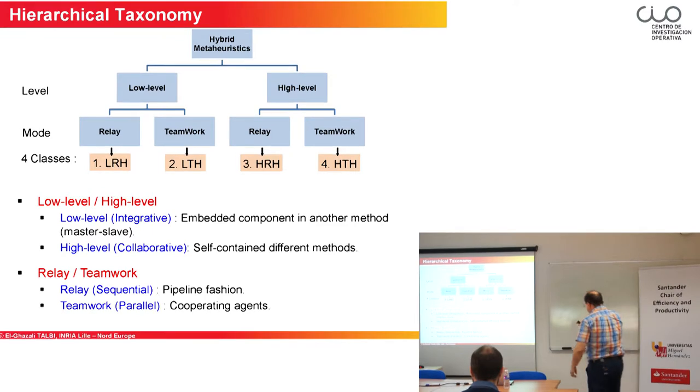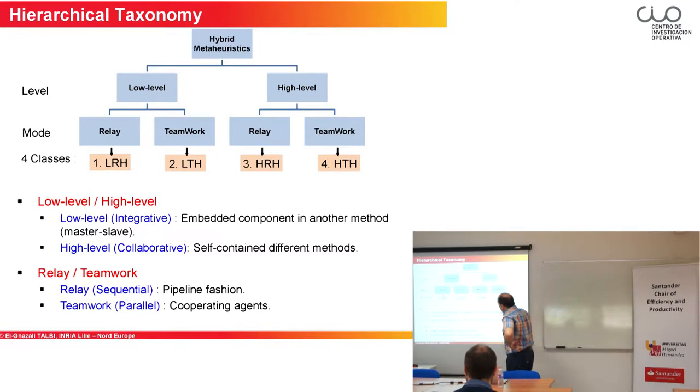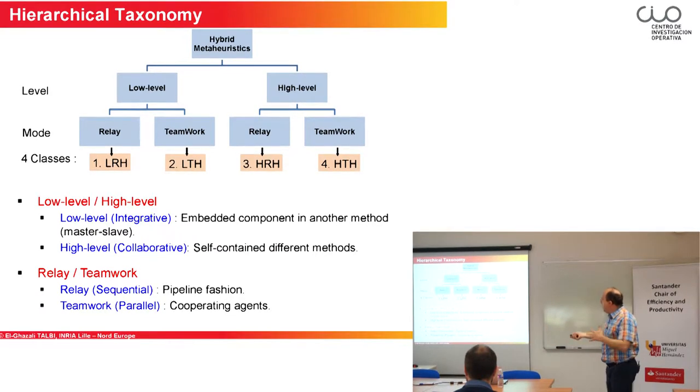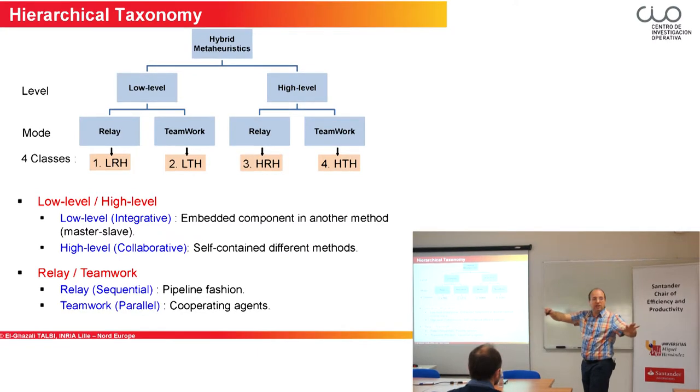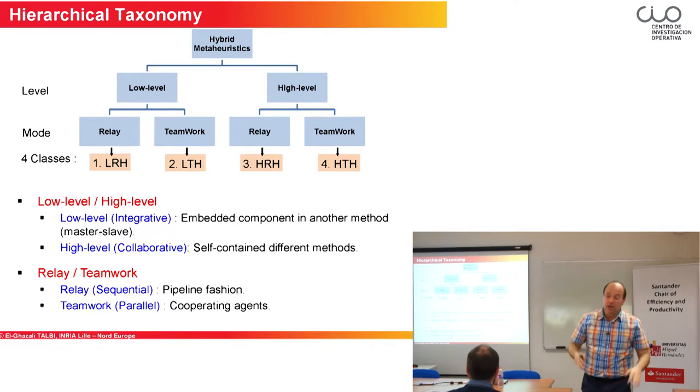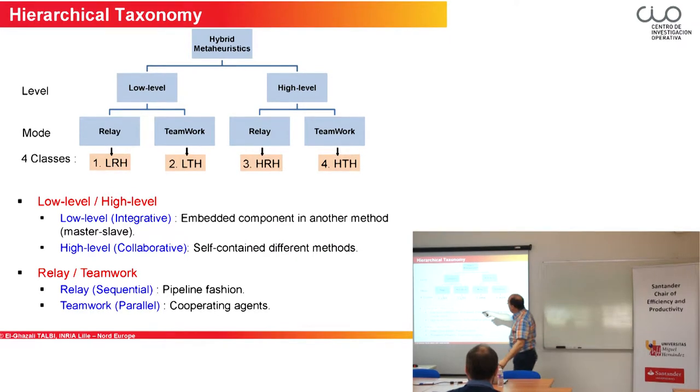Okay? And then the mode of collaboration. You will do it in a relay way, like a pipeline fashion or sequential way, or you will do it in teamwork, in parallel. It's completely different. Here you will use ideas from cooperating agents, which do this collaboration in parallel, and here you will do this in a sequential way. So if we use those two criteria, we will have four classes: low level relay, low level teamwork, high level relay, and high level teamwork.